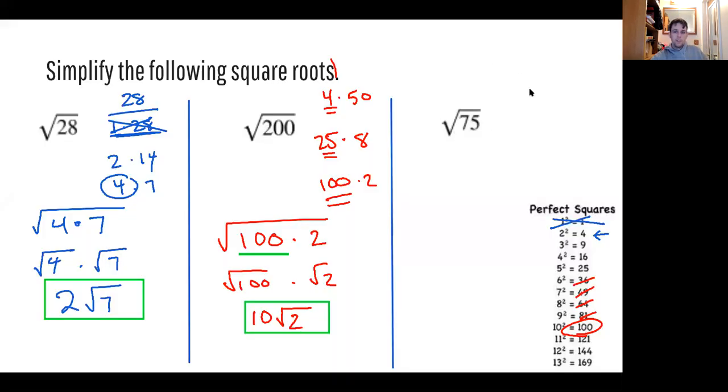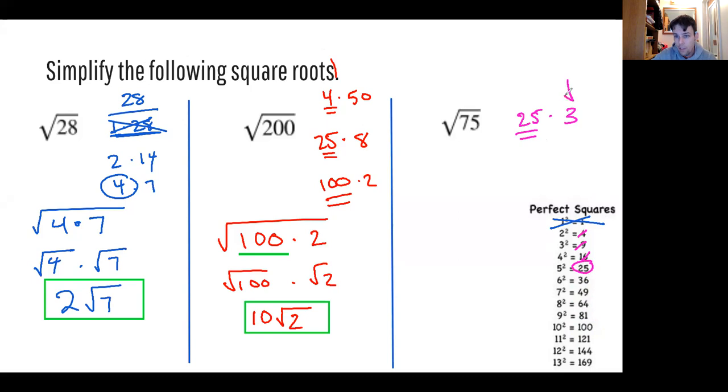So the square root of 75. Again, we're going to look at all the numbers that are factors of 75 that happen to be perfect squares. We could go through them and look at all of our options. 4 is not a factor, 9 is not a factor, 16, okay, 25 is a factor, right? 25 times 3. So that's an option. And actually, we already know this one is going to be the best.